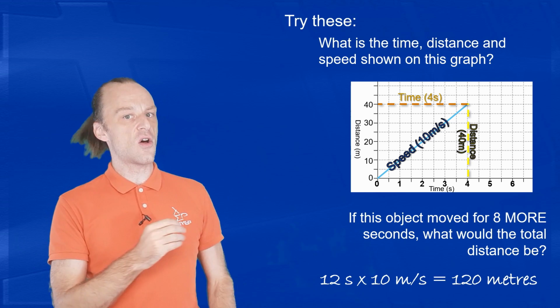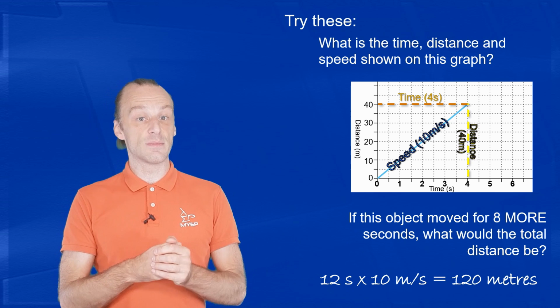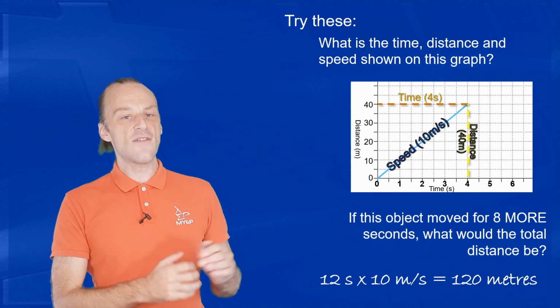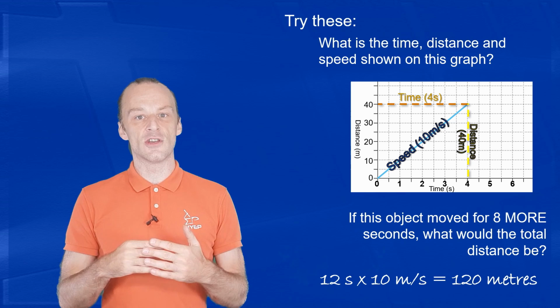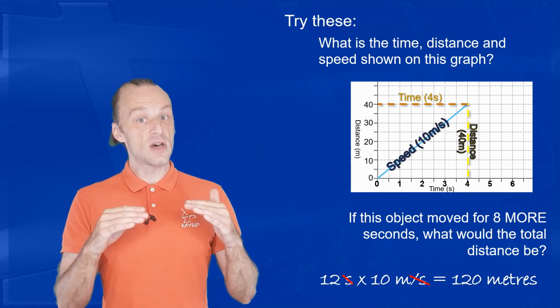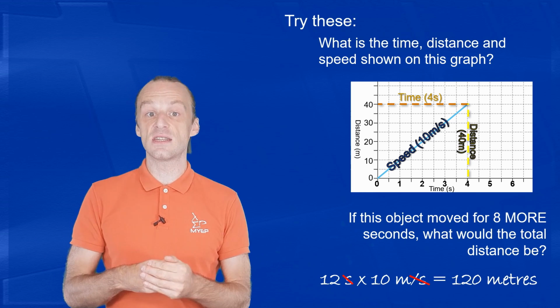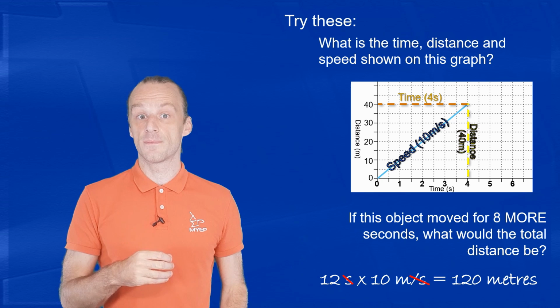We could see that on the graph if we continued the line up and if we had space to plot it. If you look carefully at the units on this calculation, you can see that the seconds of time cancel with the per seconds of speed, and so we're left with just meters of distance for our answer.